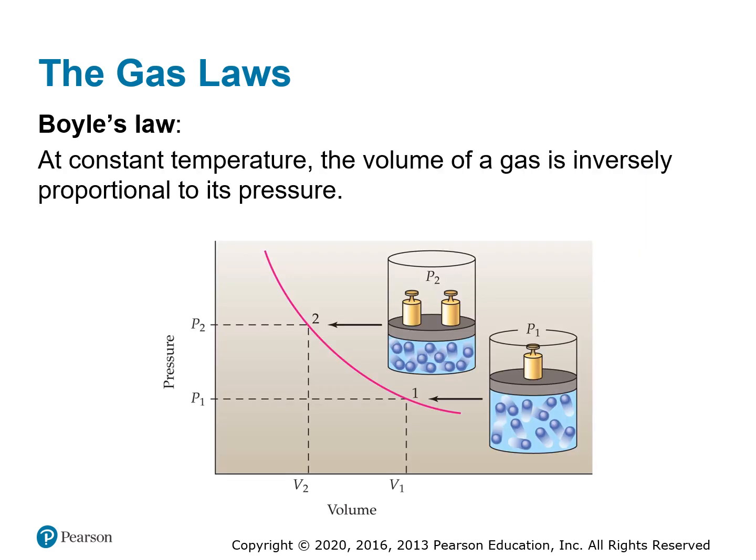This is a plot of what's happening. It is inversely proportional. So as the pressure increases from P1 to P2, the volume decreases. You go from P1, small pressure, large volume, to P2, larger pressure, smaller volume.